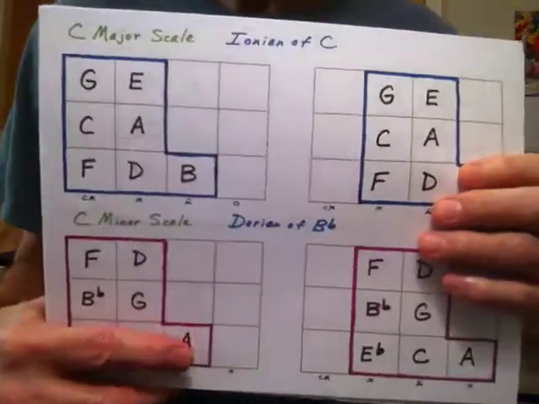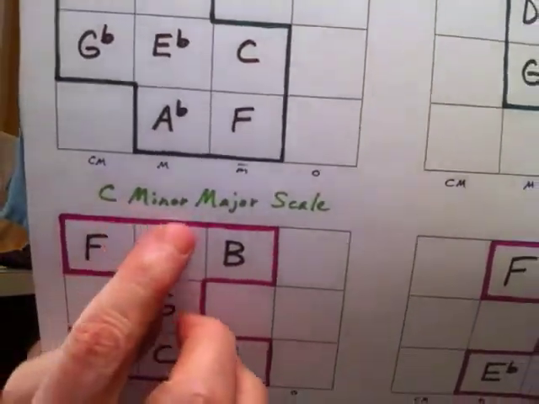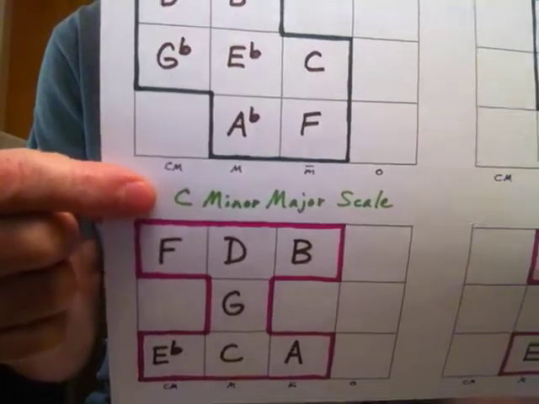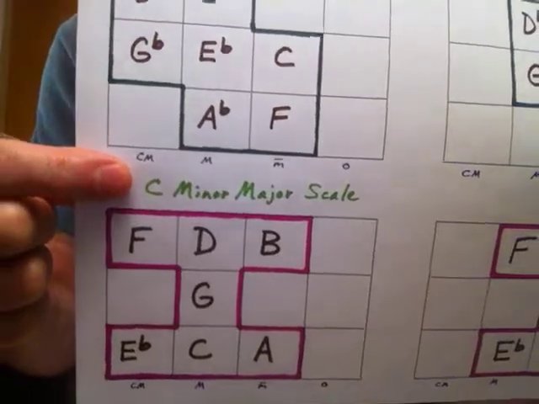And if we go back to the easy rectangular version, I wanted to say one last thing. I threw in another scale. It's the C minor major. Now traditionally, this is called the melodic minor. I don't like that name. I don't call it that, but this would be called the melodic minor.